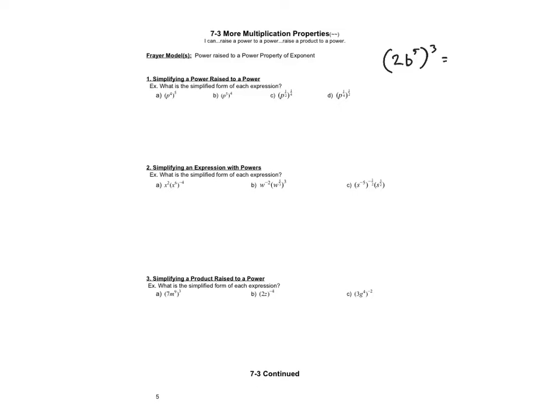cubed, that is the same thing as 2 times 2 times 2, because that would be 2 cubed, times b to the 5th times b to the 5th times b to the 5th. So that allows me to write it in a simplified fashion, and in doing so, using some of the properties we've already learned, that would be 8b to the 15th. Exponents are just an abbreviated way of writing multiplication to make it easier on us.